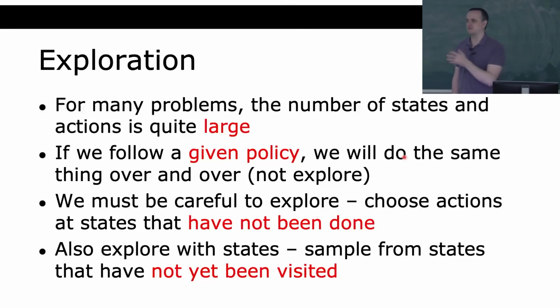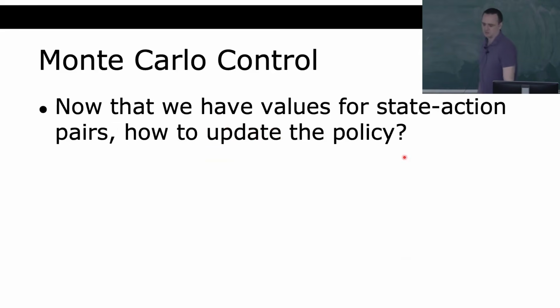I've got to learn about the value of actions that aren't good too. I've got to lose my queen sometimes in order to learn that losing the queen is a bad thing. So things like epsilon greedy action selection help us to explore and to do that.